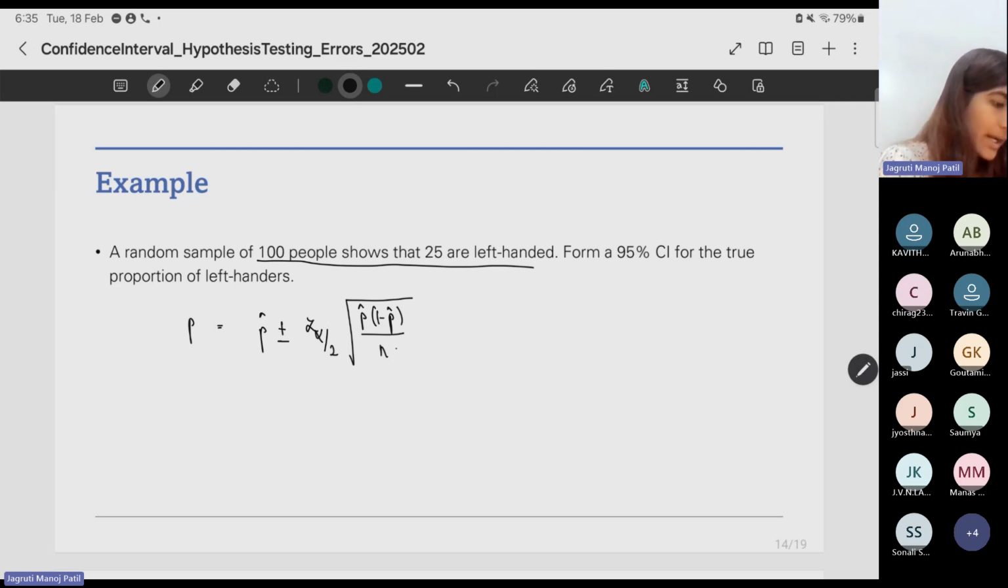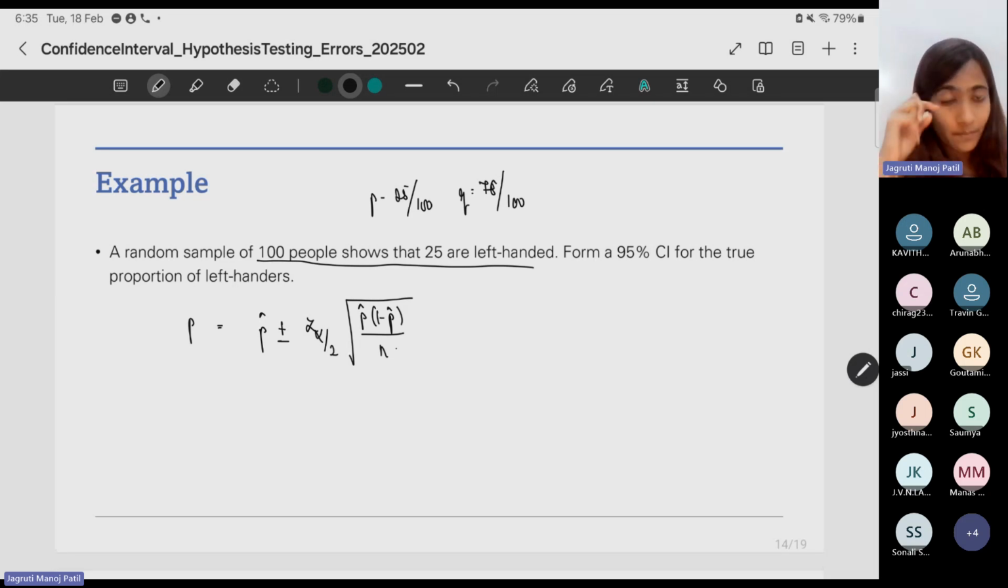Now, what do you know here? That 25 people are left-handed. So how do you compute the probabilities here? First would be 25 by 100, and the other would be 75 by 100, which is 1 minus the first, essentially. So this is your P, this is your Q, and you can input those values over here.